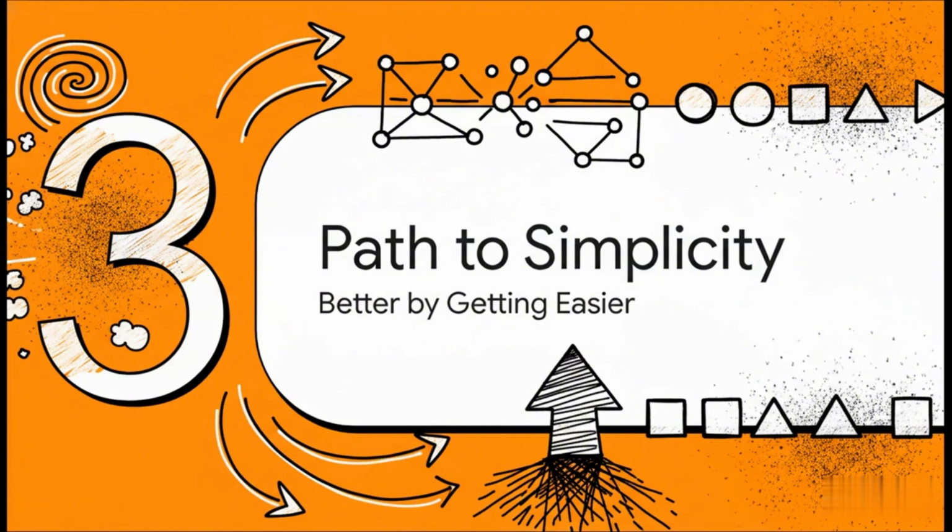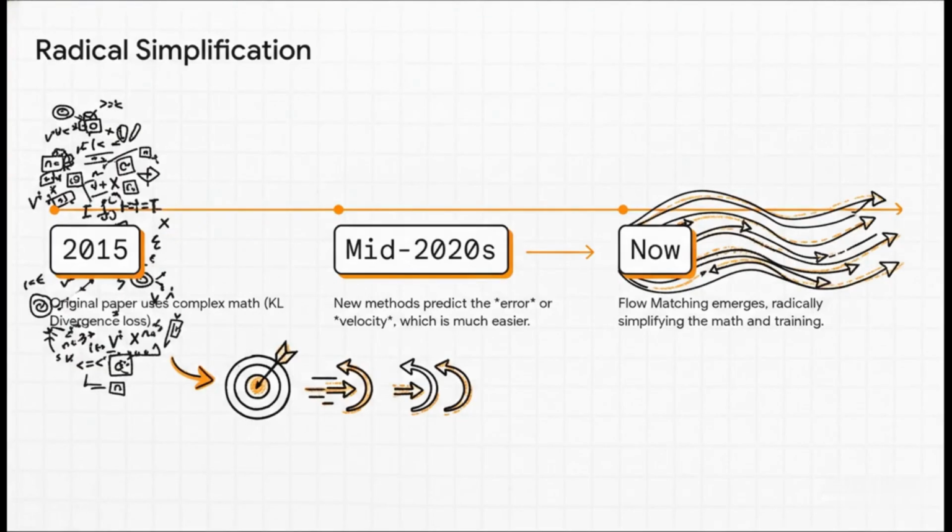Now, you'd probably think that as these models got more and more powerful, they must have gotten way more complicated, right? Well, the exact opposite is true. The whole story of diffusion is a story of radical simplification. The evolution is fascinating. So the original paper back in 2015 had all the key ideas, but the math was super complex. Then researchers had a breakthrough. They realized, hey, instead of making the model predict the previous clean image, what if we just make it predict the noise we added? Turns out that's way easier. Then they realized it's even easier to just predict the velocity, the direction of change. And that simple idea led to the latest and greatest breakthrough, flow matching.